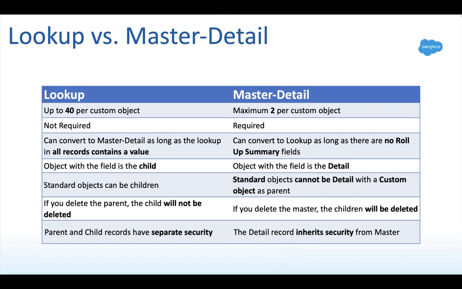Now with lookup, standard objects can be children. But in master detail, standard objects cannot be detail of a custom object or a parent. So if you've got a master detail relationship, a standard object cannot be the detail part of that relationship if it's a custom object as the master.